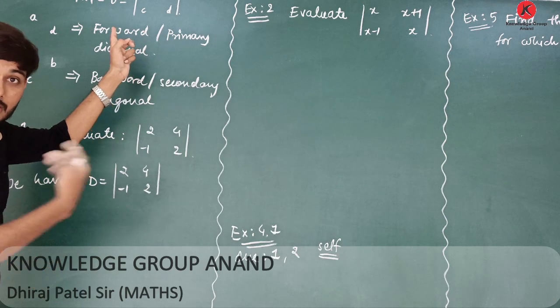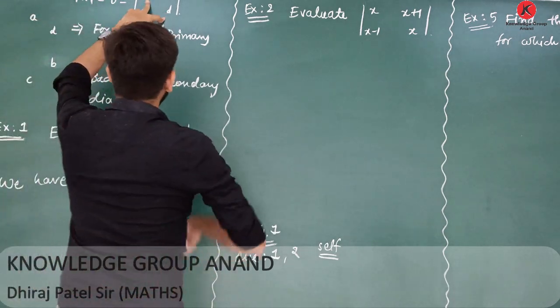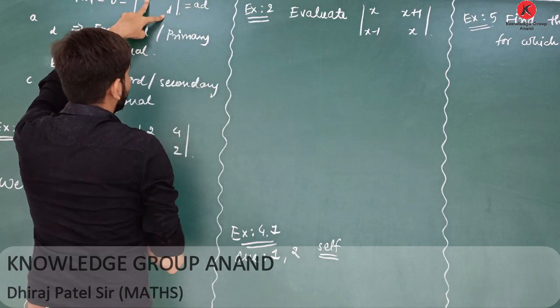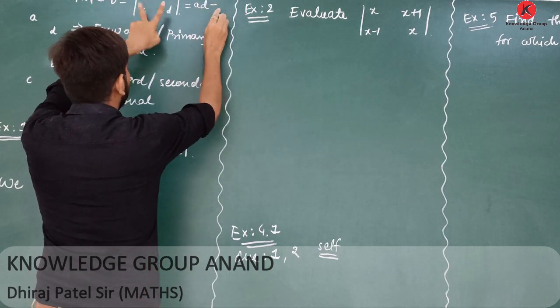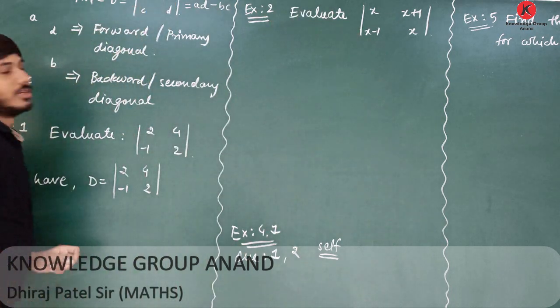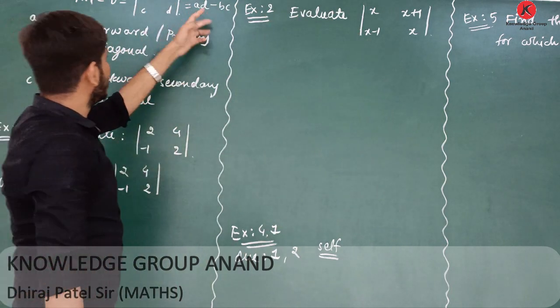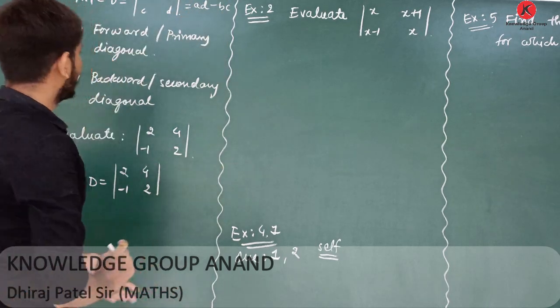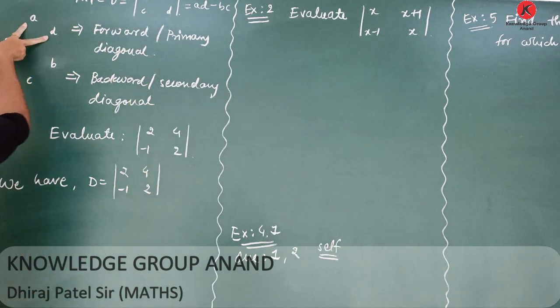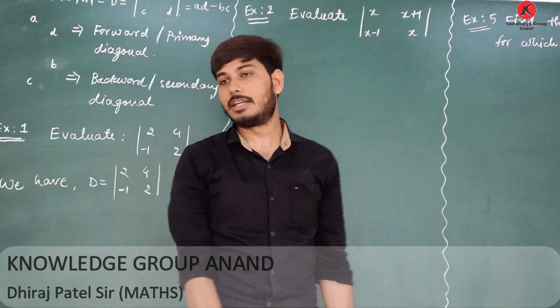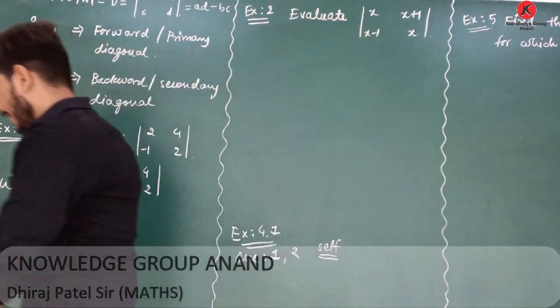The determinant determines a number and we can calculate it by the multiplication of forward diagonals A and D minus multiplication of elements of backward diagonals. Therefore, this determinant determines the number AD minus BC. Here A and D are the forward or primary diagonals, as well as B and C is our backward or secondary diagonal. Now we are going with the example number 1.